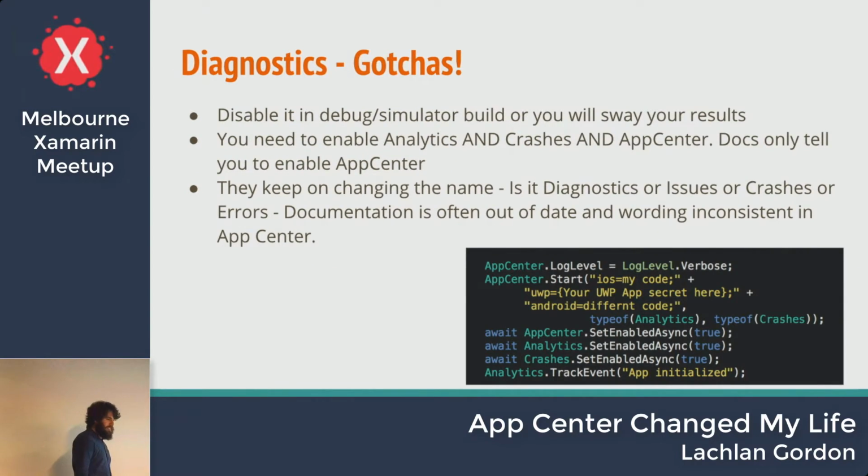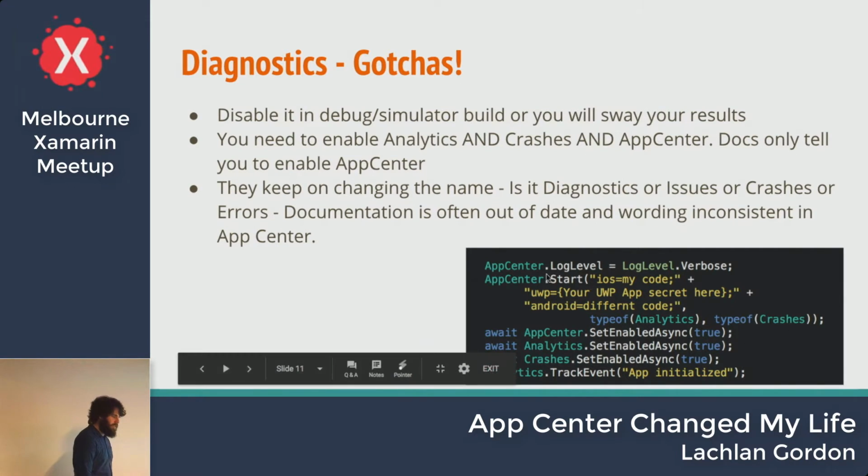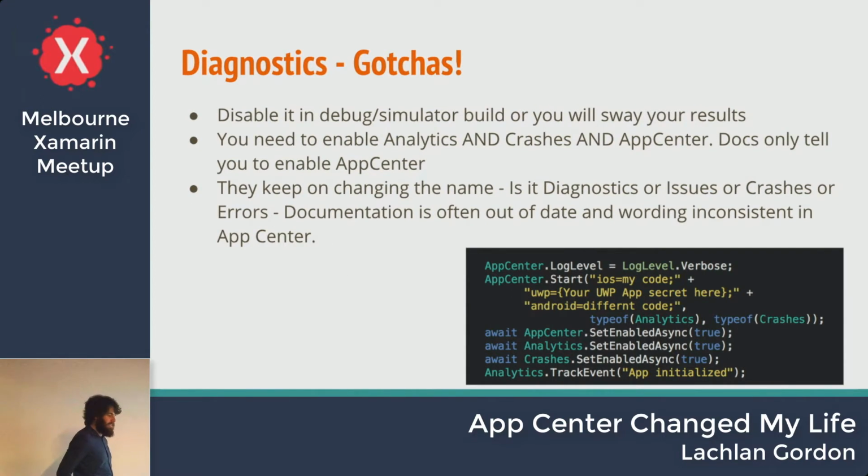A couple of gotchas around here. When you initialize it in the NuGet, you have to say AppCenter.SetEnabled, then you say Analytics.SetEnabled, then you say Crashes.SetEnabled. That's done programmatically because it means users can opt in or out.